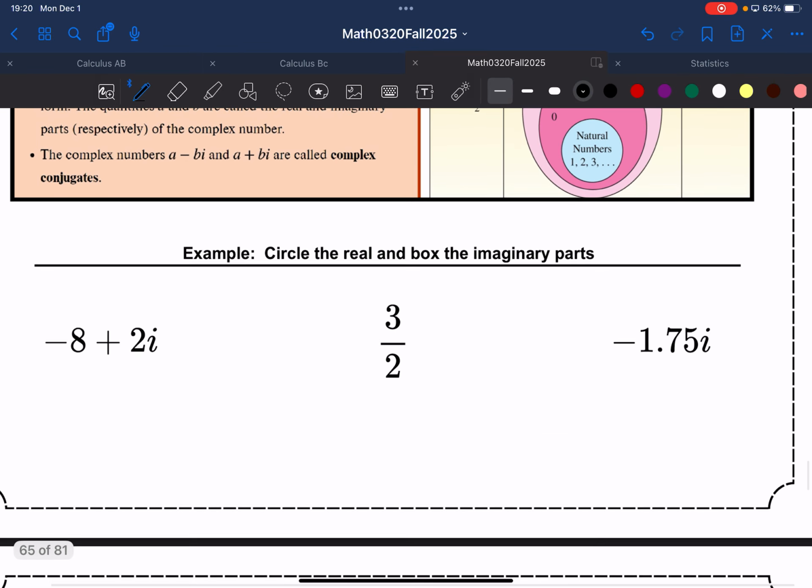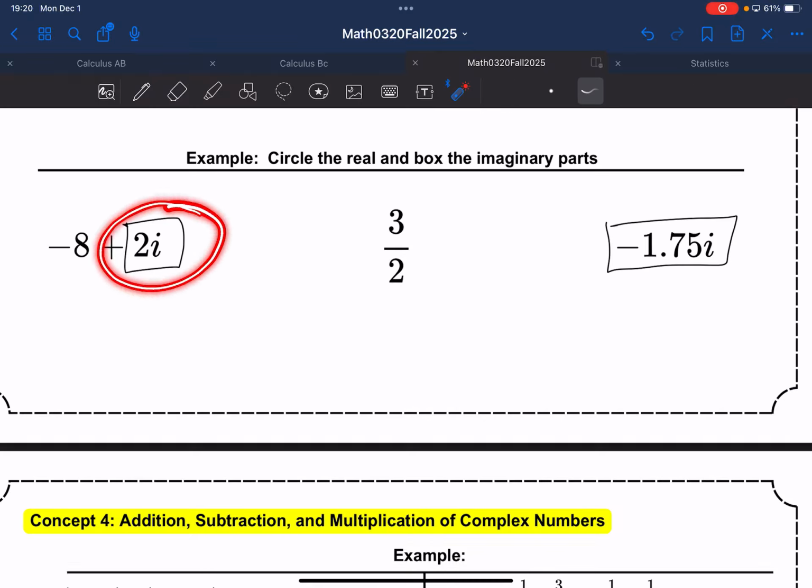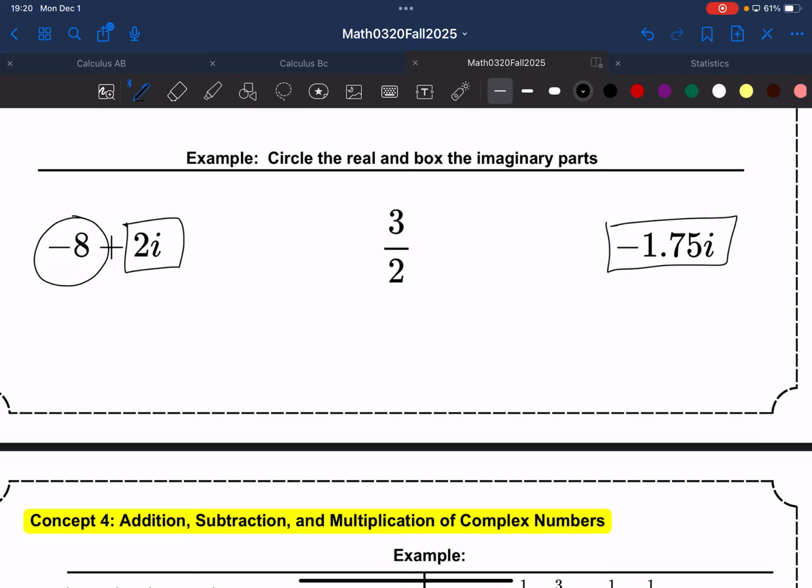Okay. So in these examples, it says circle the real numbers and box the imaginary numbers. So anytime it has an i, you know it's imaginary. So I'm going to go ahead and first just box all the ones that have an i. So this has an i, this one does not, and this last one has an i. Notice in that very first one, I only boxed the part that's imaginary. Because what would this negative 8 be? It would be a whole number. It's real, so I would circle it.